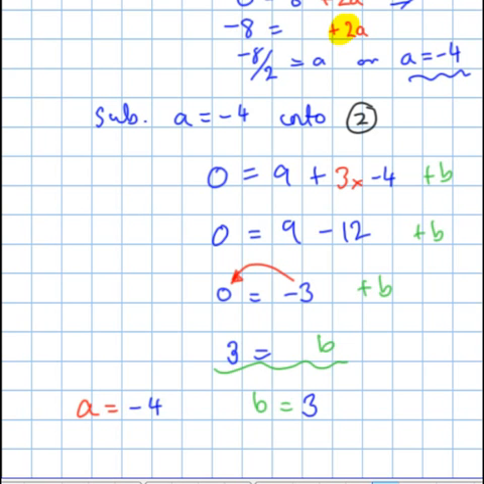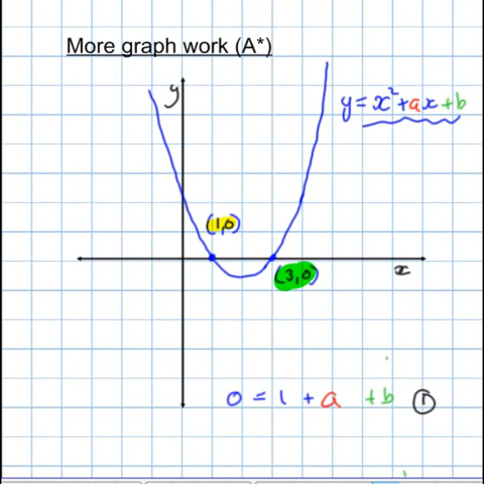Okay, that's one other use. Let's just recap. We use the fact that these coordinates actually contain a lot of information. They tell us that when x is 1, y is 0, and when x is 3, y is 0. And we substituted both of those into the equation here to try and find out what a and b were.